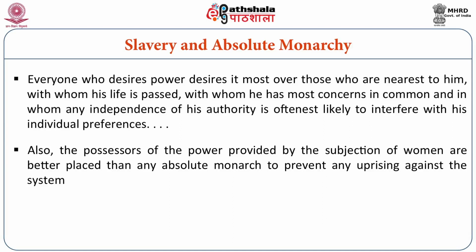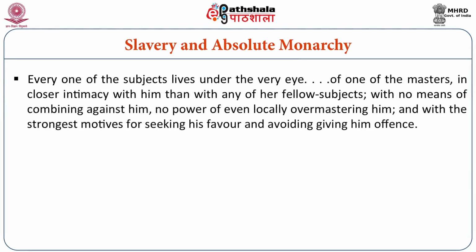Man wants to be absolute monarch and wants woman to be slave because he understands his worth. He understands the worth of the woman in his life. He is the possessor of the power provided by the subjection of women, and is better placed than any absolute monarch to prevent any uprising against the system. Every one of the subjects lives under the very eye of one of the masters, in closer intimacy with him than with any of her fellow subjects.